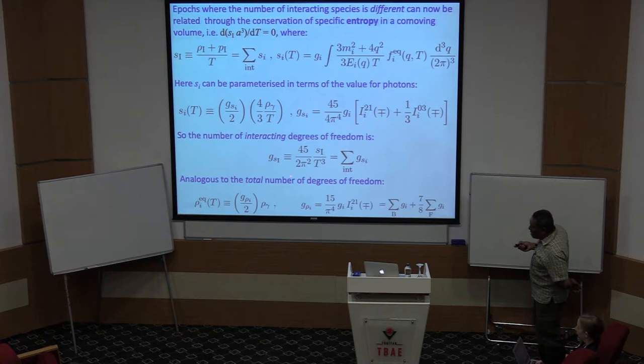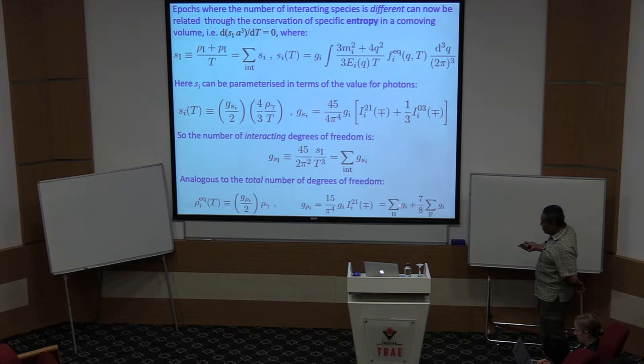So similarly, I can write down the total number of degrees of freedom that contribute to the energy density. So analogously, I write for the total energy density in equilibrium. I parameterize that in terms of the photon energy density. The degrees of freedom I write in terms of the individual bosonic and fermionic degrees of freedom. And I add them up, and that tells me the total, right?